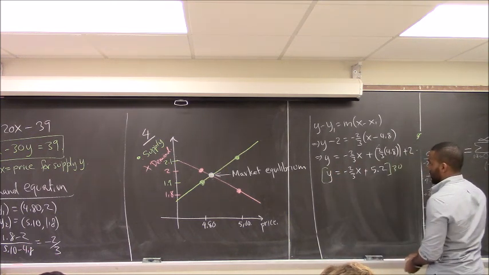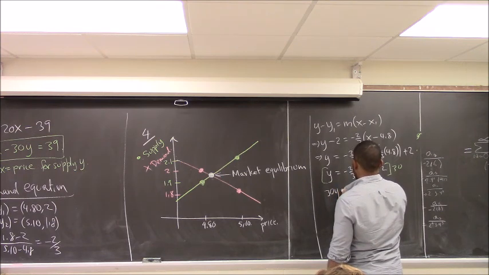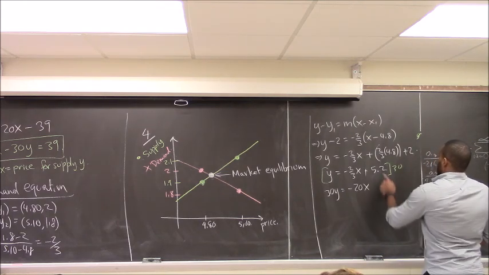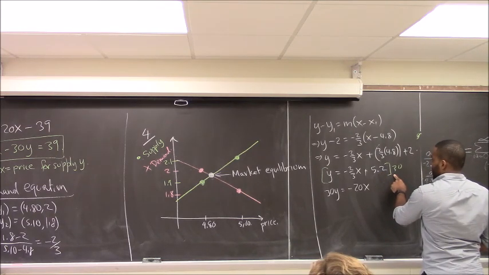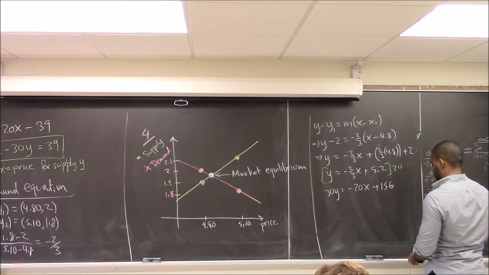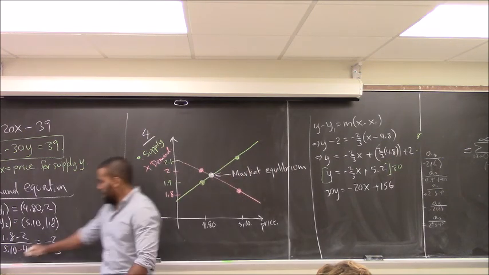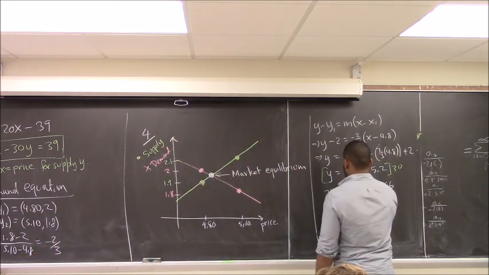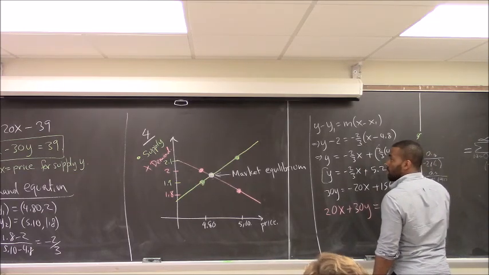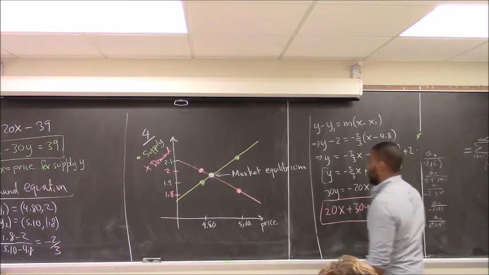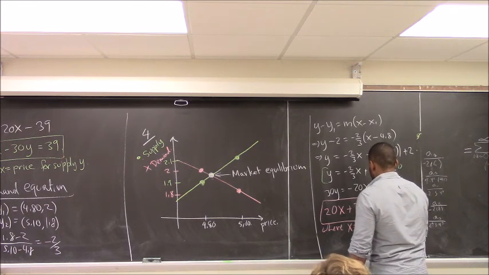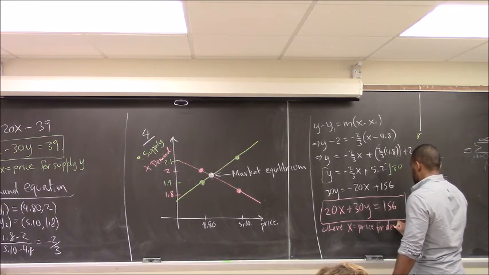So I'm going to do that. So I would have 30y equals, the 3's would cancel, minus 20x. Here, multiplying this by 10 gives me 52. 52 times 3 is 156. So my demand equation is 20x plus 30y equals 156, where x equals price for demand.